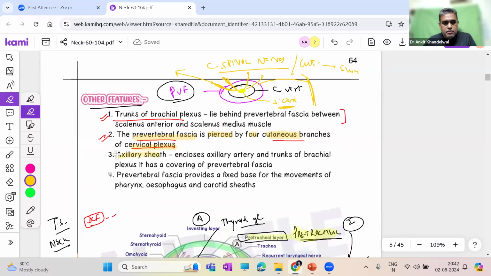Axillary sheath, if you remember, we studied in the axilla part of the upper limb. Axillary sheath, the question has come, is actually a continuation of the prevertebral fascia. Okay, remember that. Prevertebral fascia provides a fixed base for movement.